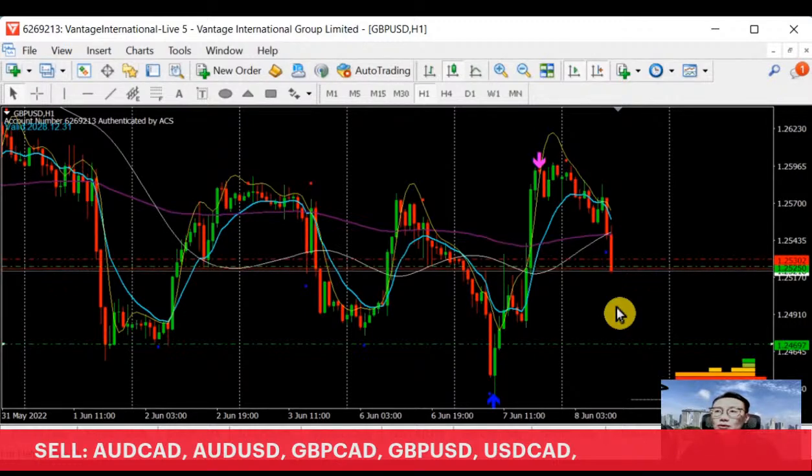If it's not going according to my plan, my setup, then this is definitely not my choice. I will still continue with my plan earlier on, which is I picked pound dollar to sell. Pound dollar to sell.